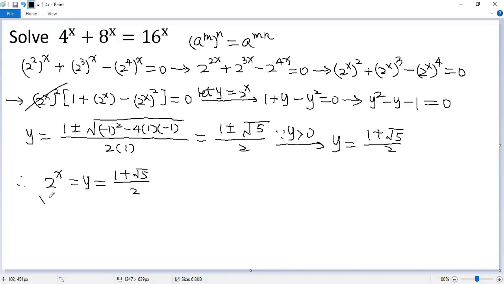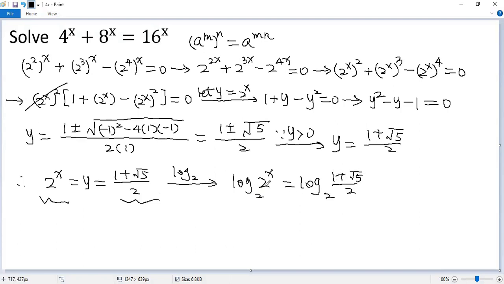So 2 to the power x we know equals y, but now y equals 1 plus square root of 5 over 2. Both sides, apply log with base 2. So we get log base 2 of 2 to the power x equals log base 2 of 1 plus square root of 5 over 2. We know we can put the exponent in front of the log, right? And then log base 2 of 2 is just 1. So we get x, and the right side is still log base 2 of 1 plus square root of 5 over 2. That is the final answer.